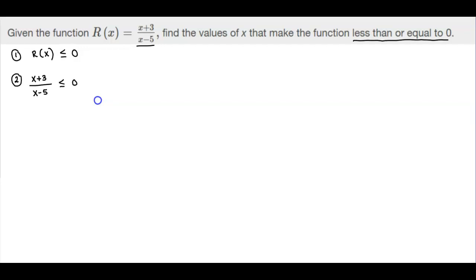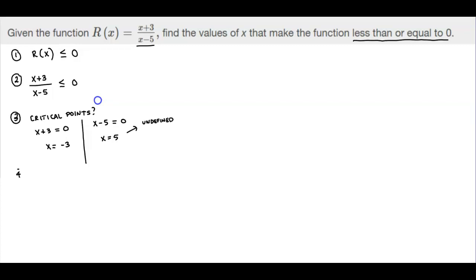So now what we're going to do is figure out what the critical points are, since we have a rational expression on one side and a 0 on the right. So we're going to set our numerator equal to 0, so x plus 3 is equal to 0. So one of the critical points is negative 3. And then for the other critical point, x minus 5 is equal to 0, so x is equal to 5. And remember that since that's in the denominator, it's undefined at that point.